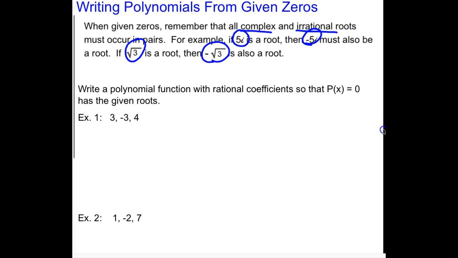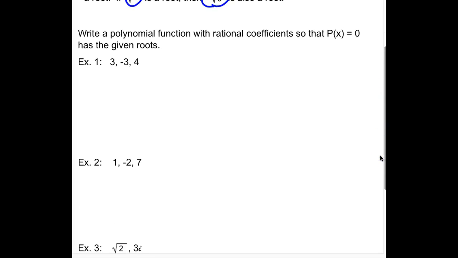All right, so we are given three zeros, a 3, a negative 3, and a 4, and we are asked to write a polynomial function with rational coefficients, so that the polynomial is equal to 0 at those roots. All right, so the first thing we start with is what are the zeros, and we are given those, a 3, a negative 3, and a 4.